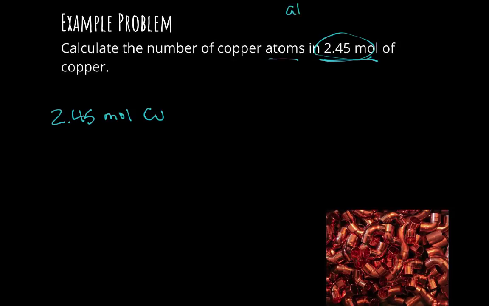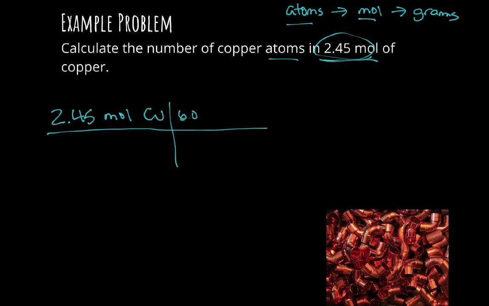So just to kind of remind ourselves here, you can go from atoms to moles to grams. So for this one, we're just going from moles to atoms, so it's only going to be a one-step conversion here. So 2.45 moles of copper, there's 6.02 times 10 to the 23rd atoms in 1 mole. And then you remember you multiply across, you divide top to bottom. So this would equal 1.47 times 10 to the 24 atoms of copper.